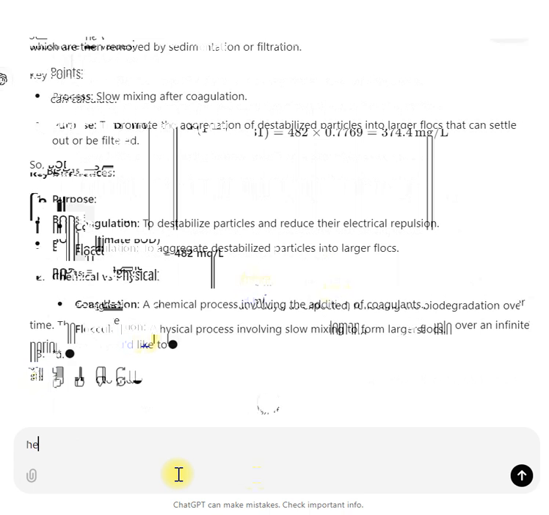Let's move on to the next question. Question: discuss the processes of coagulation and flocculation, highlighting their differences.